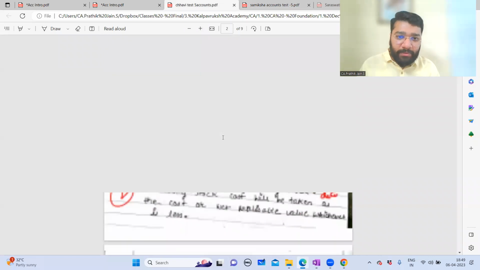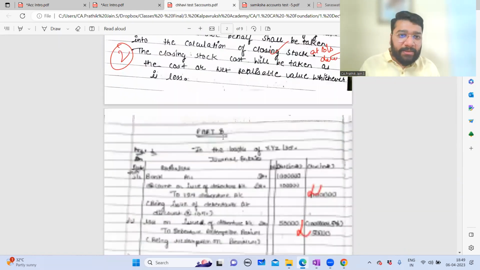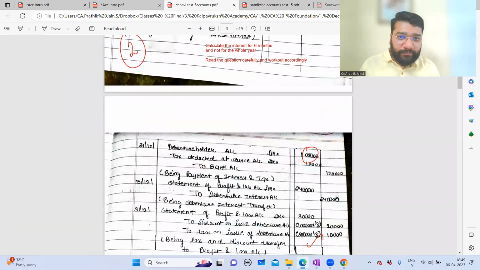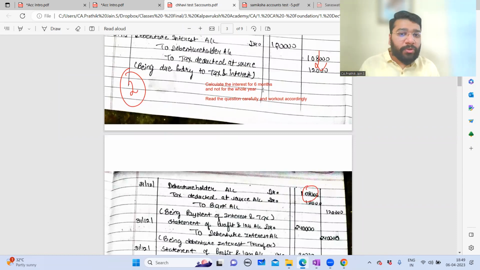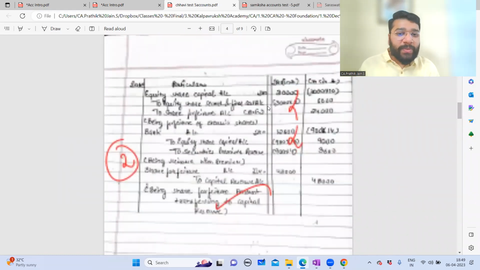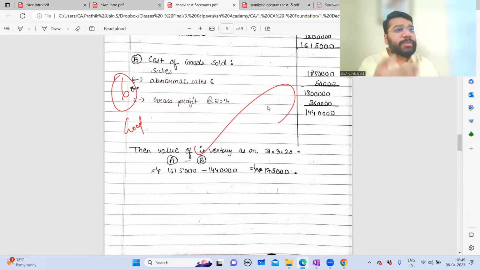This is another paper. You can see something like this also. Calculate the interest for 6 months and not for the whole year. Read the questions carefully and work out accordingly. It's very important that you know where you're going wrong. So your analysis, to some extent, is made easy, because when you read the comments, you know where you're going wrong. With a little bit more analysis, you'll get to know how to manage overall.